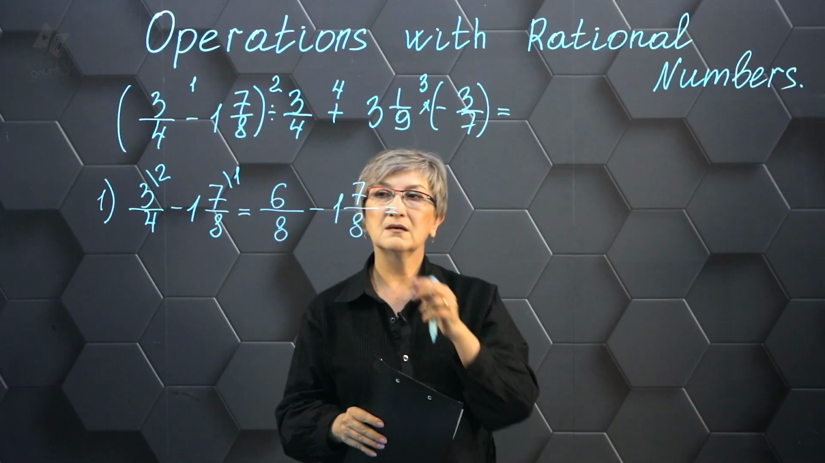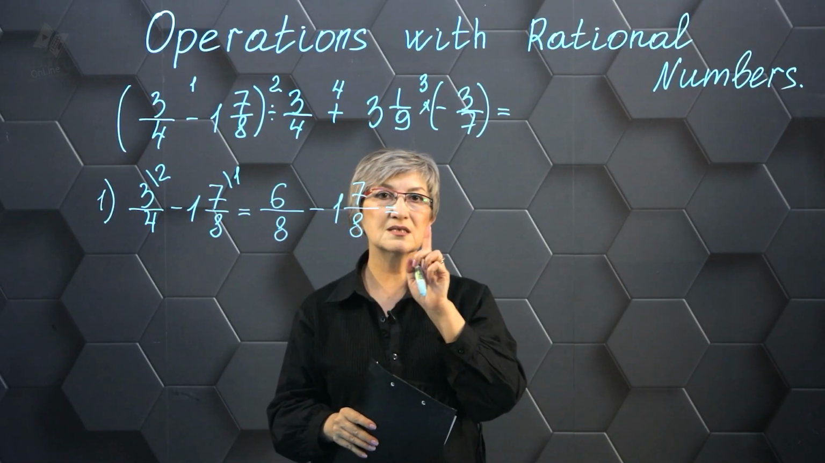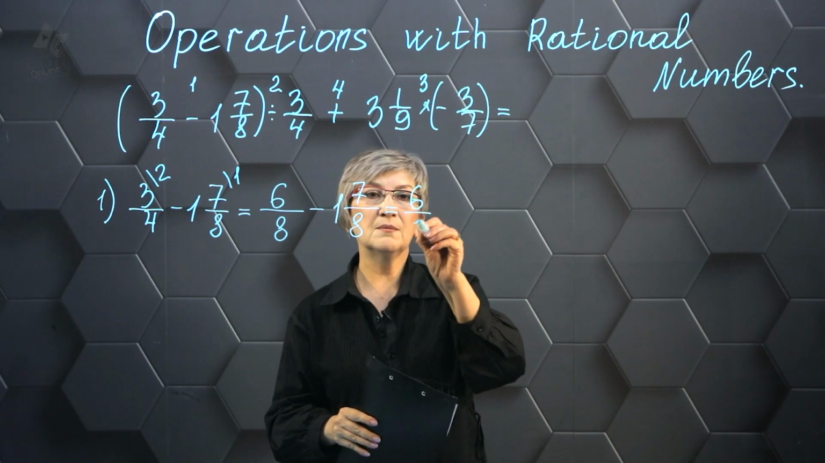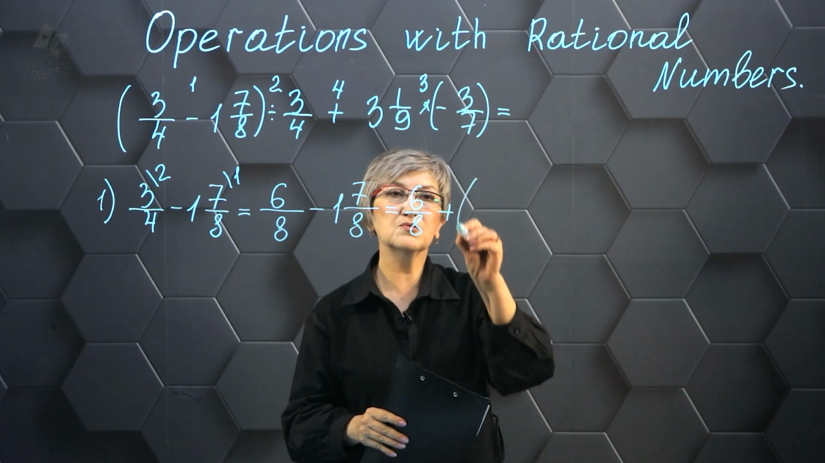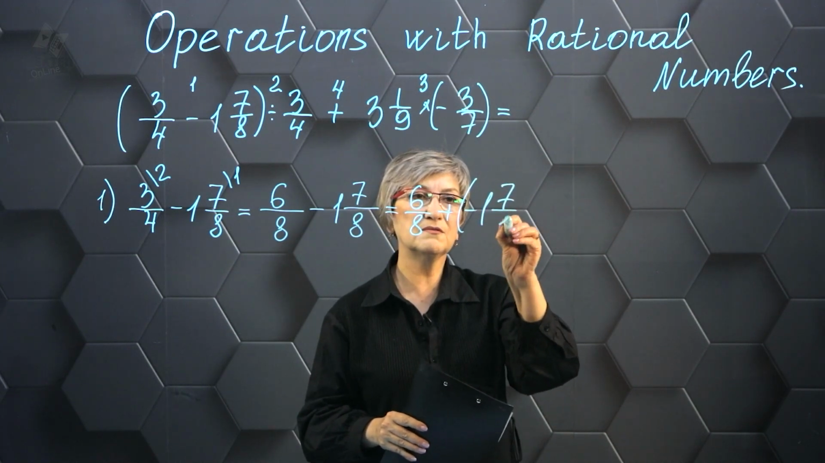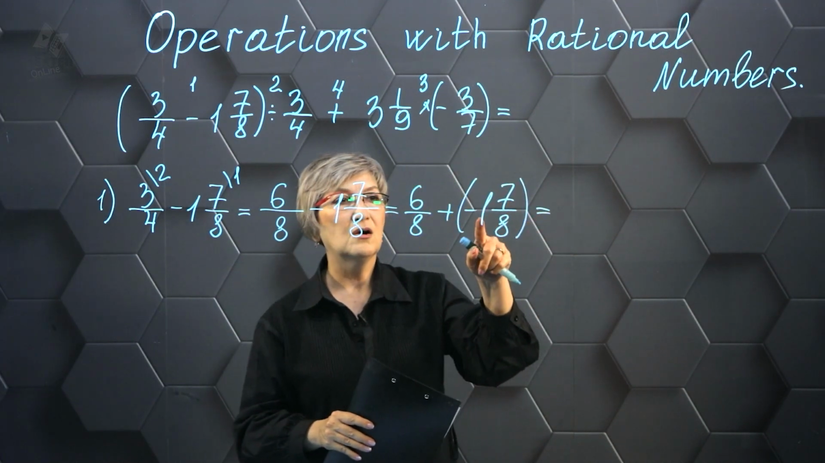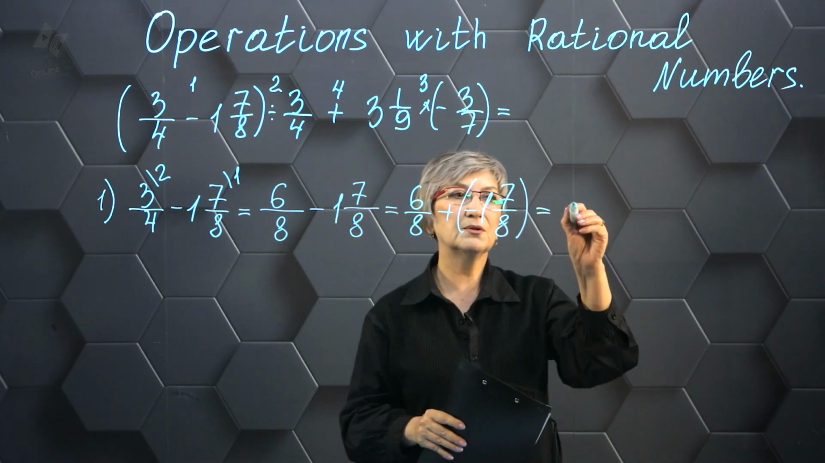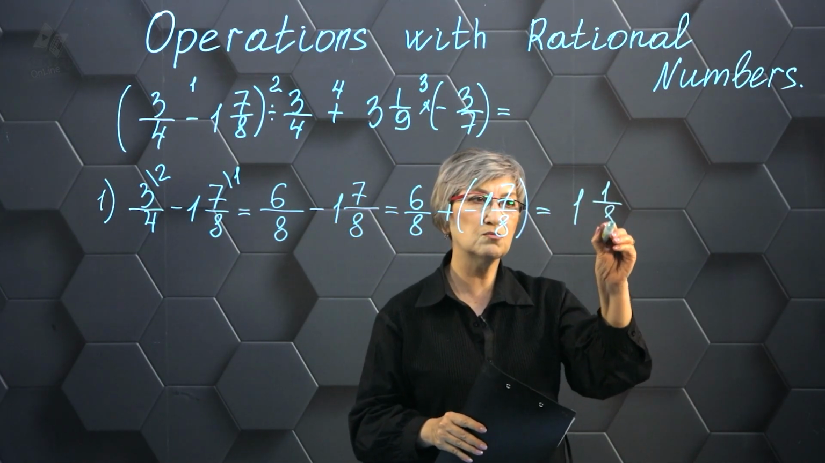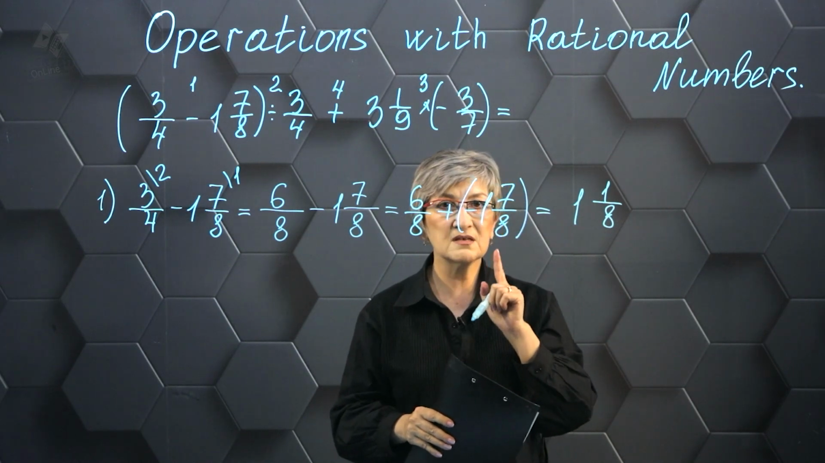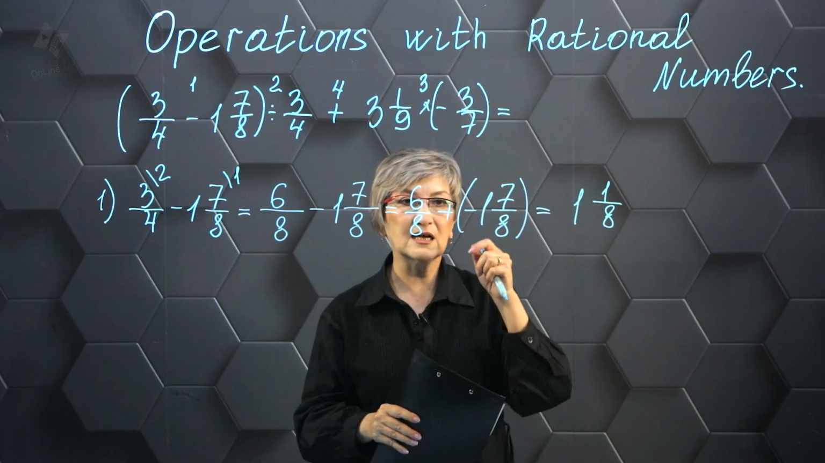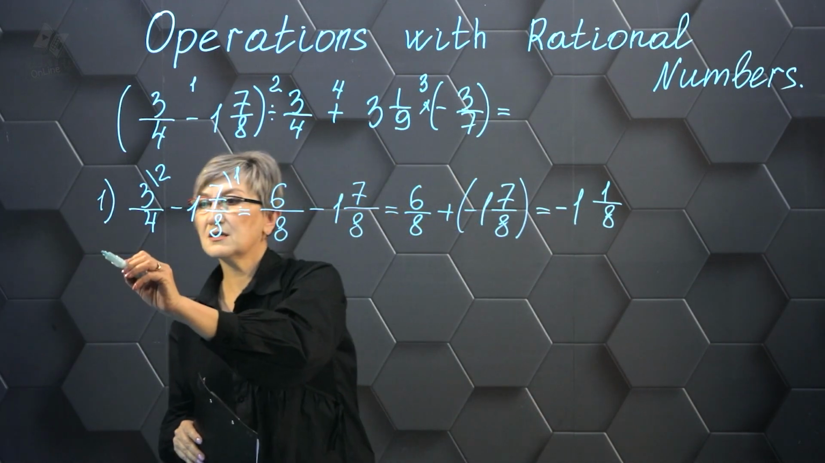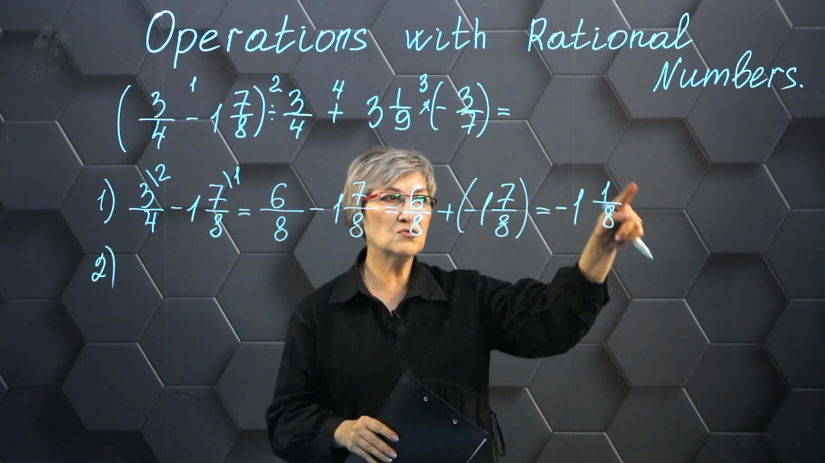Let's review the rules of adding numbers with different signs. Why the addition? Because I can write down 6/8 plus minus 1 whole 7/8. And then from 1 whole 7/8 we subtract 6/8. We get 1 1/8. Don't forget to put the sign of the number that we subtracted from. The minus sign. Second action. The number minus one whole number 1/8.